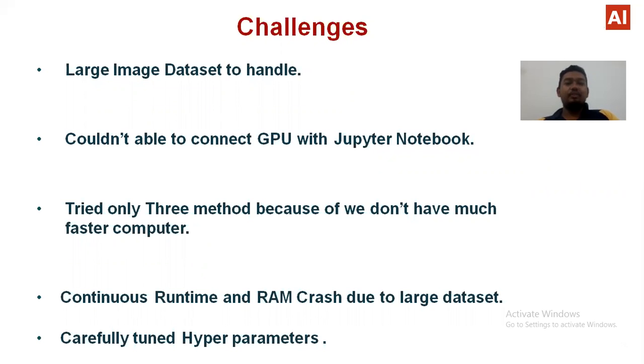So these are the challenges that we faced while completing our project. First is the large image dataset to handle, because there is a very large dataset of around 35,000 or 36,000 images. It is difficult to handle, and because of that much data we couldn't get a GPU with the Jupyter notebook, and we tried only 3 models because we don't have a much faster computer. That's why we restricted ourselves to 3 methods. There were also continuous runtime and RAM crashes due to the large dataset, and the need to carefully tune hyperparameters.